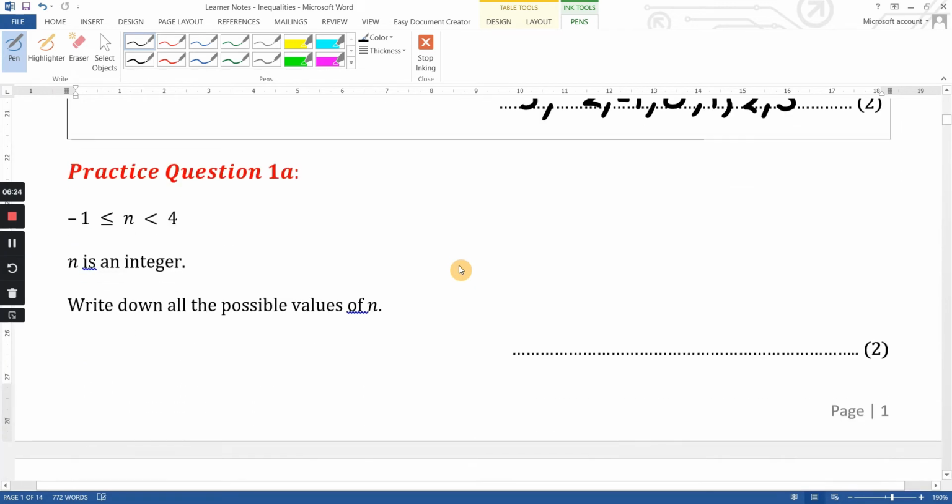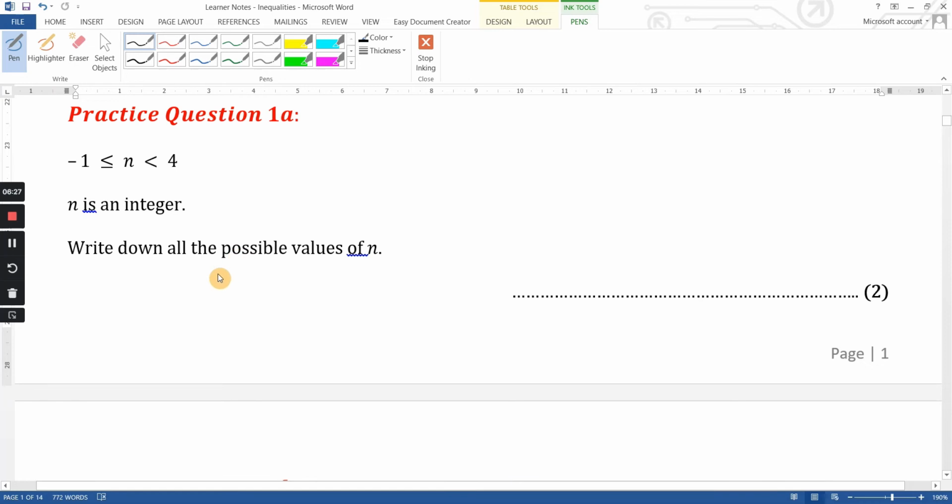Okay, let's go through these then. Practice question 1a. We've got -1 is less than or equal to n, which is less than 4. n is an integer. Write down all the possible values of n. So it could be -1, because it could be equal to that. Could be 0, 0 is an integer as well. And you've got 1, 2, 3, and that's it. 4 is not included because it's not equal to. So these are all the numbers that it could be, and that's 2 marks right there.